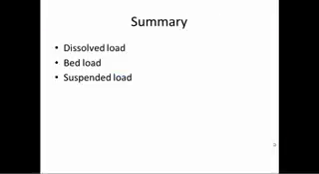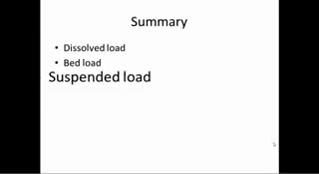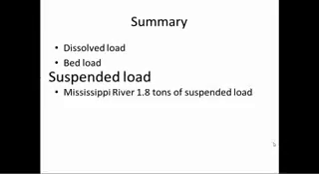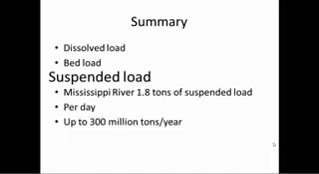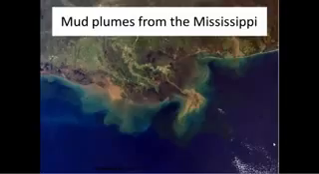Of the three methods of transport, which usually accounts for the most sediment moved? The suspended load. The Mississippi River transports 1.8 tons of silt and clay to its delta every day. That would be up to 300 million tons of mud in 1 year. To imagine that, just think of it filling up 11 million dump trucks. You can even see a plume of mud emanating from the mouth of the Mississippi as seen from space.